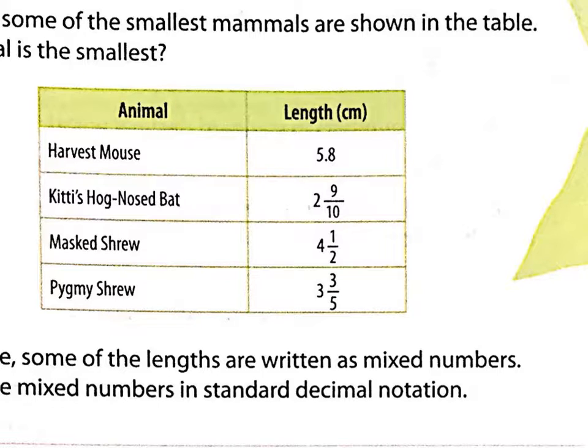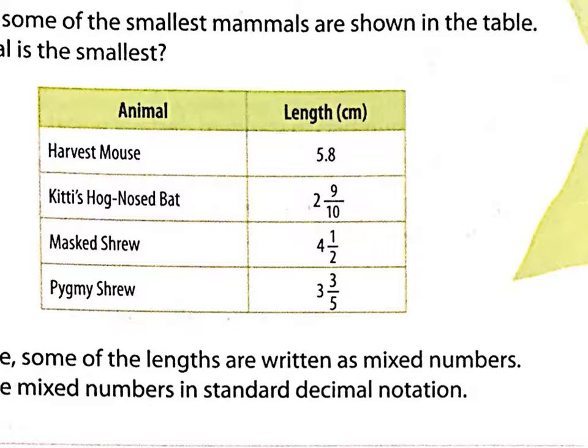We can convert the fractions into decimals. So we got 5.8, 2 9/10, 4 1/2, and 3 3/5, right? This one's actually pretty easy because of the number in front of the fraction. It helps us out, right? So we can convert to decimals, but we don't technically have to for this one because of the whole number in the front.